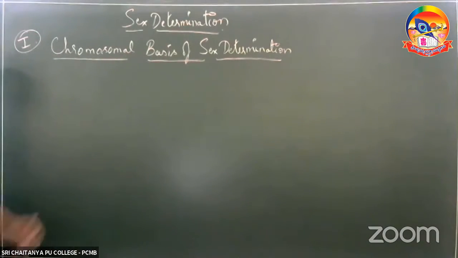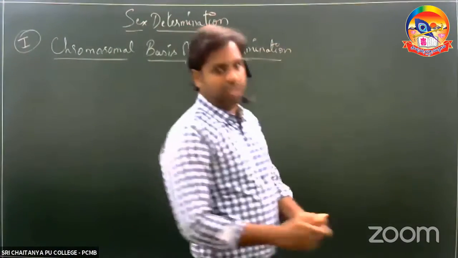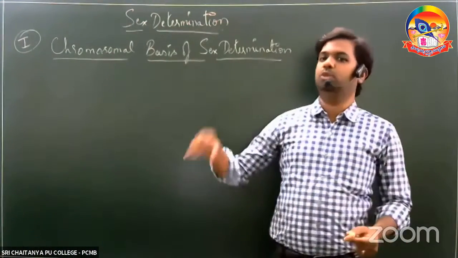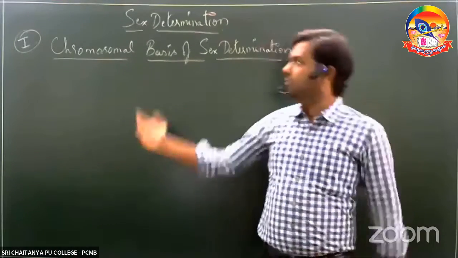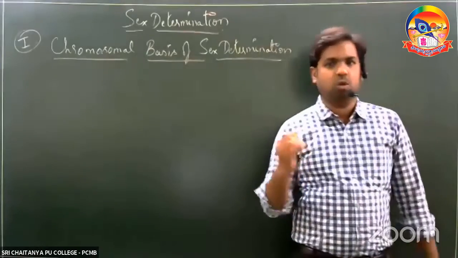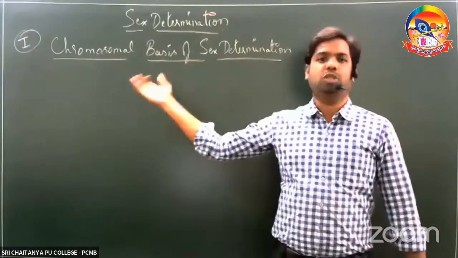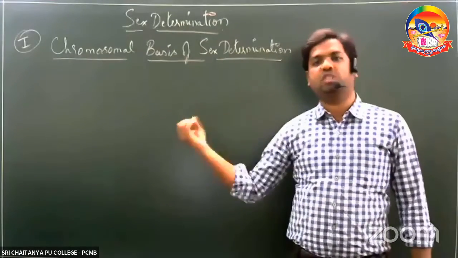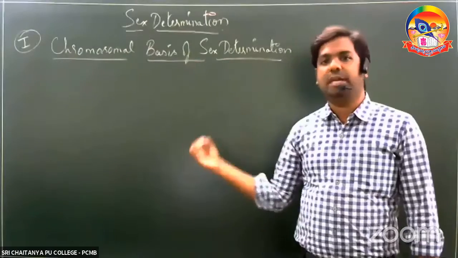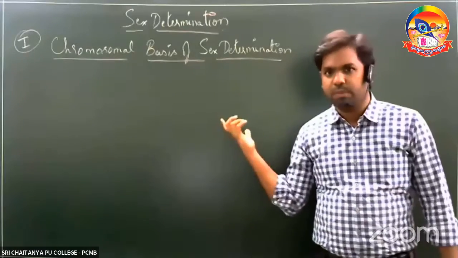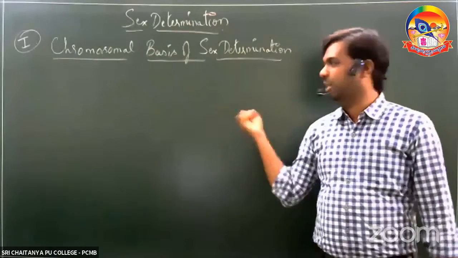So what does this chromosomal basis of sex determination mean? Here there are certain chromosomes which are involved in determining the sex of the organism. From the name, that's what we can make out. Chromosomes are the ones which are responsible for the determination of sex in a particular organism, so we call it the chromosomal basis of sex determination.